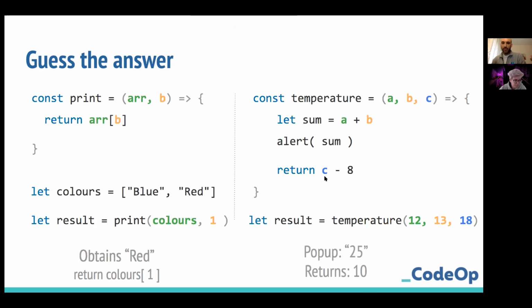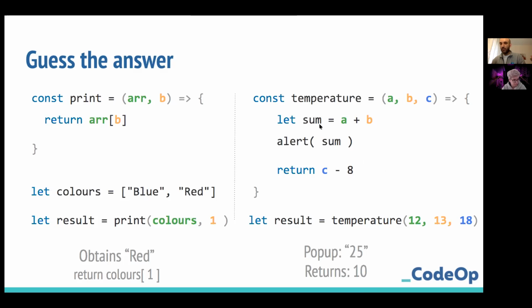So two things happen here. There's a pop-up with the number 25, right? And then it returns 10, right? So remember, alert does one thing. Remember, functions can get JavaScript to do multiple things, and that's an example, right? So alert triggers a pop-up, which is 25. Now 25 is just simply 12 plus 13. So these two are effectively combined here.